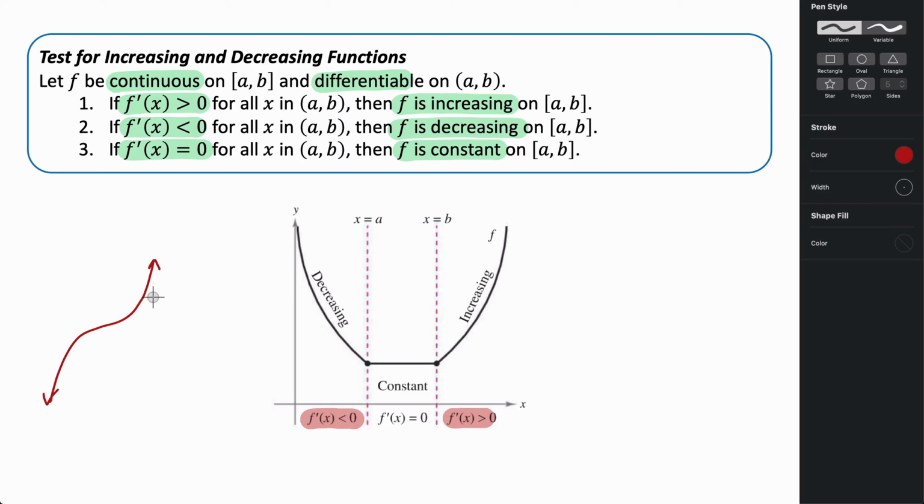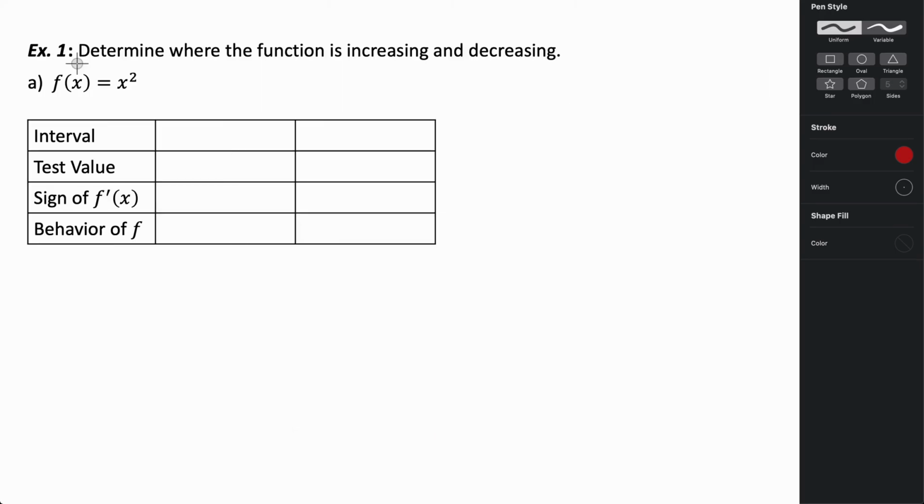If it continues to increase on either side of that point where we have a horizontal tangent, then we would say that it's still increasing. Or if it continues to decrease around that point, we'd say it would still be decreasing. Okay, so just keep that in mind. If you have a horizontal tangent and on either side of it the function continues to increase or decrease, then we continue to say that it's increasing or decreasing over that whole interval.